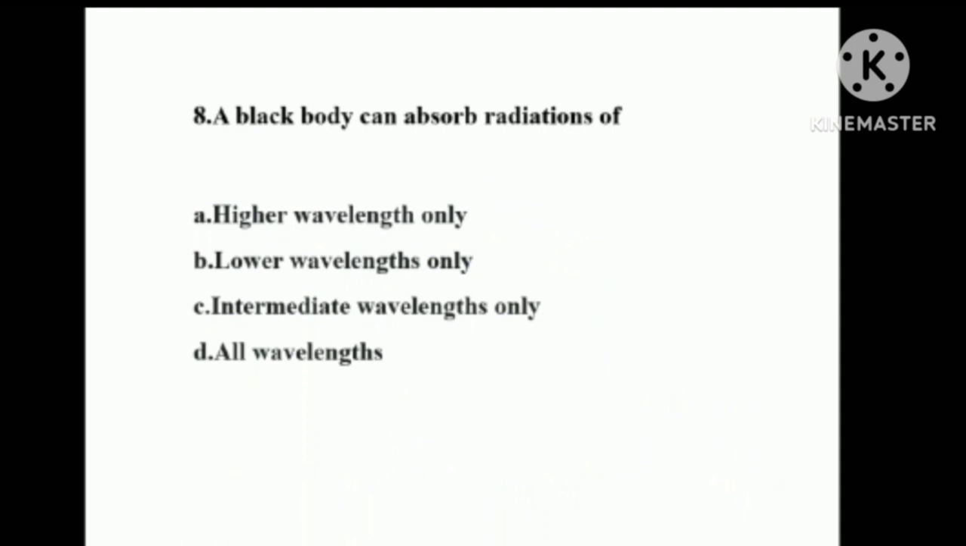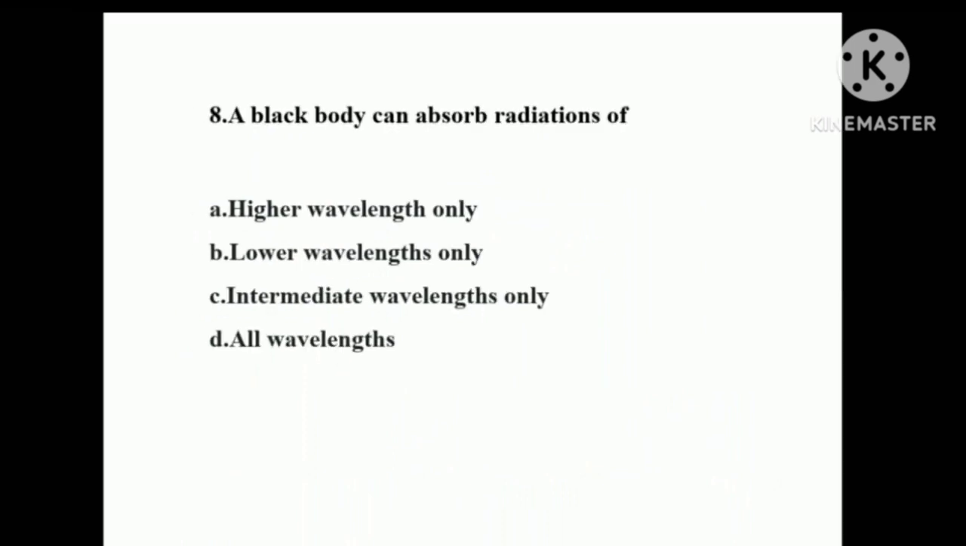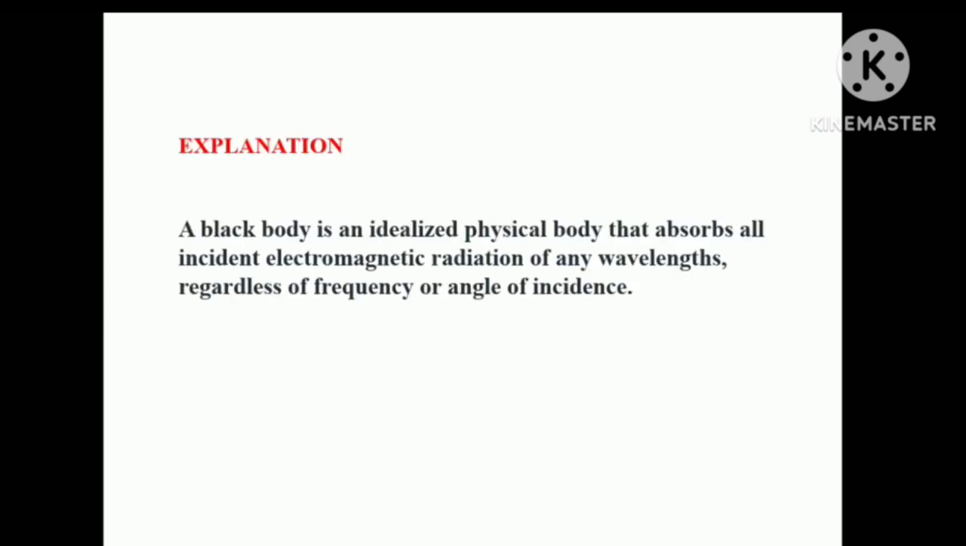Question number 8. A black body can absorb radiations of option A, higher wavelength only, option B, lower wavelength only, option C, intermediate wavelength only, option D, all wavelength. A black body is an idealized physical body. It absorbs all incident electromagnetic radiation of any wavelength regardless of frequency or angle of incidence. Hence, the correct answer is option D.